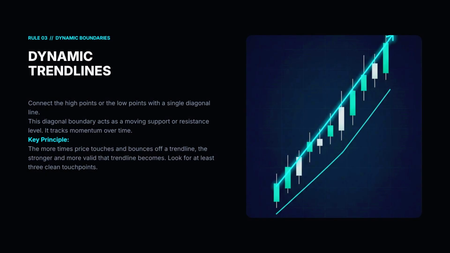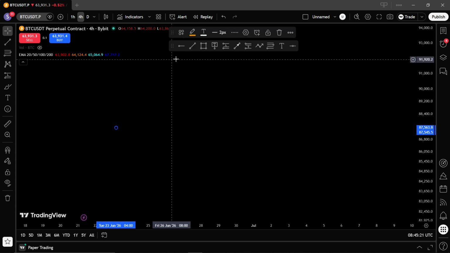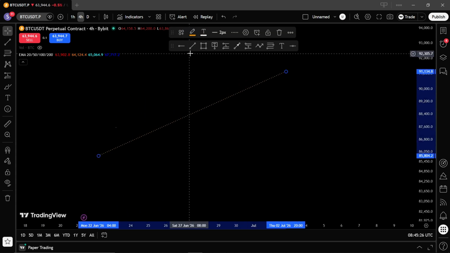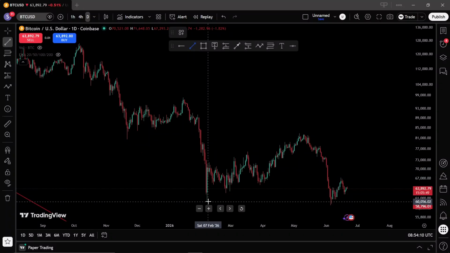Step 3. Draw the trend line. In an uptrend, connect the higher lows with a line. In a downtrend, connect the lower highs. This line shows you the direction and momentum. As long as price respects the trend line, the trend stays strong.